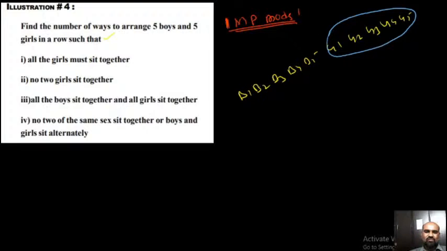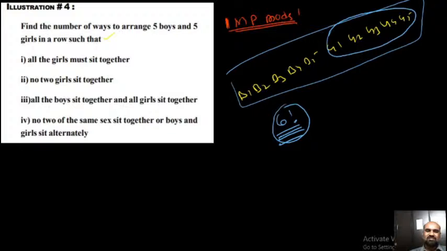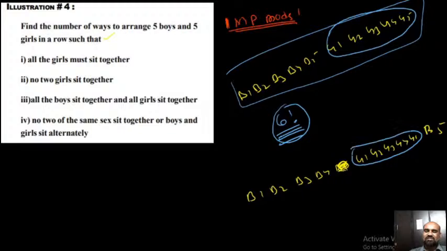1, 2, 3, 4, 5, 6 units themselves create 6 factorial ways. In all the 6 factorial, one of the arrangements is this. Another arrangement I will also write. One of the arrangements: B1, B2, B3, B4, G1, G2, G3, G4, G5 and B5. Here I want to write B5. So this is one of the arrangements among the 6 factorial.